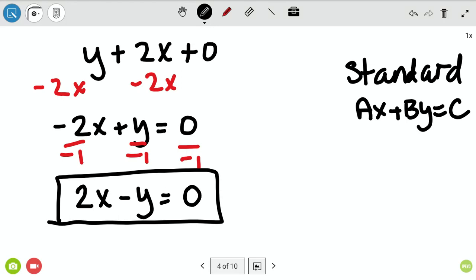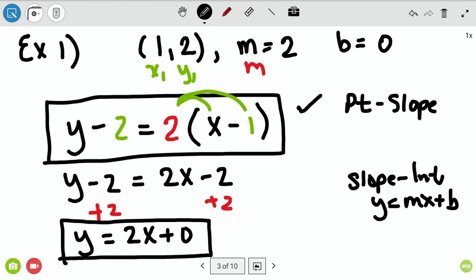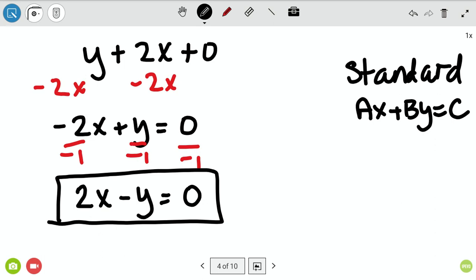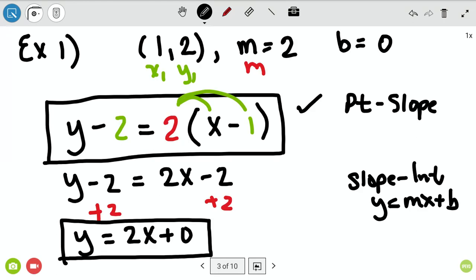All three of these forms are the exact same line. If I were to go to Desmos.com and type in y minus 2 equals 2 times x minus 1, it's going to graph the line. If I type in y equals 2x plus 0, it's going to graph the exact same line. If I type in 2x minus y equals 0, it's going to graph the exact same line. These are all three the same line. They're just written in different forms.